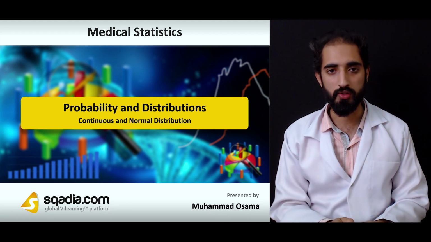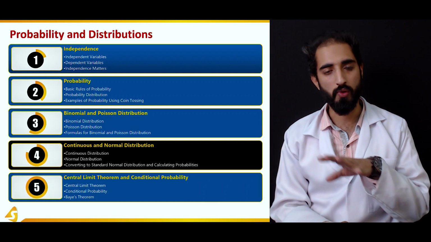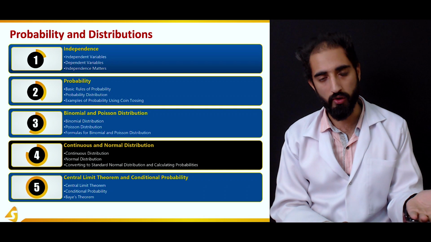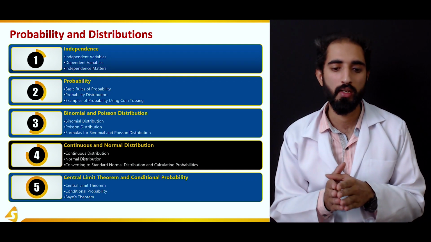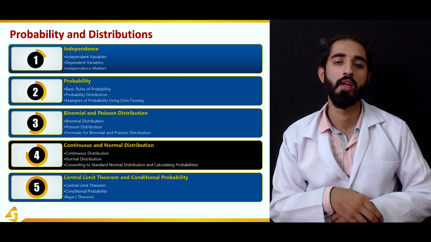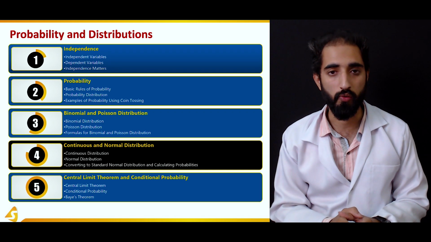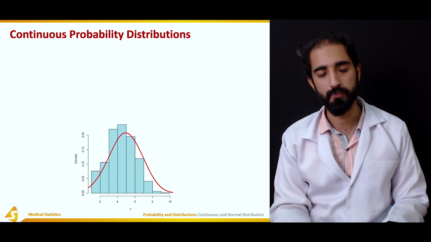My name is Mohammad Usama, and we are talking about probability and distribution in medical statistics. This specific lecture in the series is going to be about continuous and normal distribution. In this, we're going to look at what the continuous and normal distributions are, how to convert a different type of distribution to a standard normal distribution, and how to calculate probabilities for a standard or normal distribution.